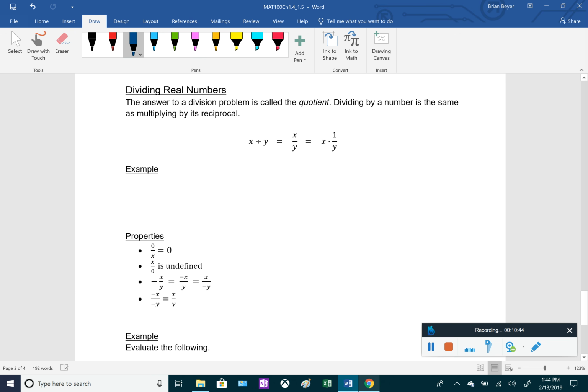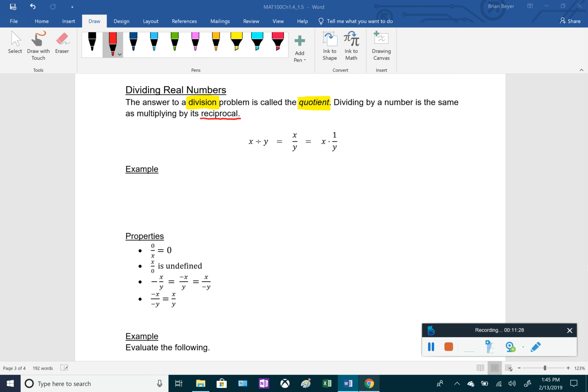So for division, for the last thing here, the answer to a division problem is called the quotient. And like we went over when we were dealing with fractions, dividing by a number is the same as multiplying by the reciprocal. So hopefully we remember that word. So all of these things right here mean the same thing. Using that division symbol, we have x divided by y equals fraction form x over y, which is the same thing as multiplying by the reciprocal, x times 1 over y. So those all mean the same exact thing.